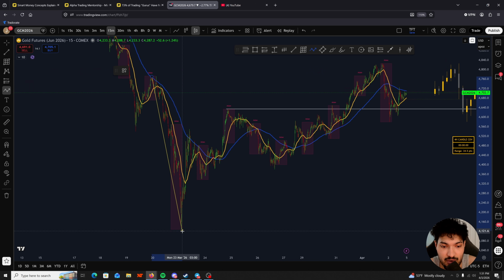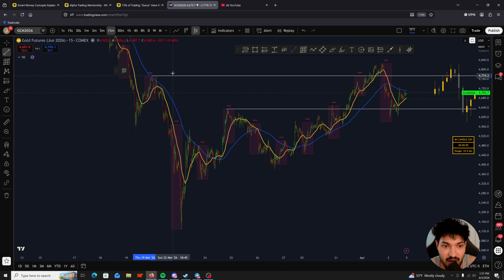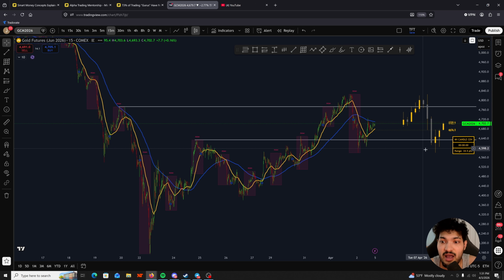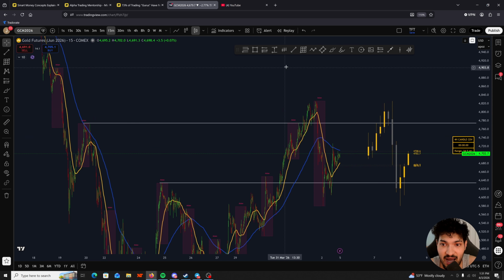If I mark out this whole swing leg like this, you can see that price originates over here. It's making this whole leg down. The origins of these orders are going to be right here. This is that swing high. And look what happens. We hit that high.